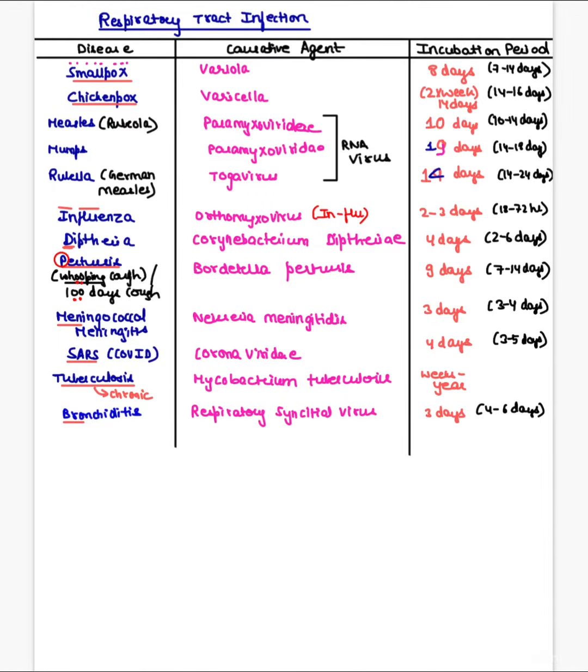Then chickenpox. Normally what happens in every family, you eat chicken twice a week. Remember 2 weeks, that is 14 to 16 days.